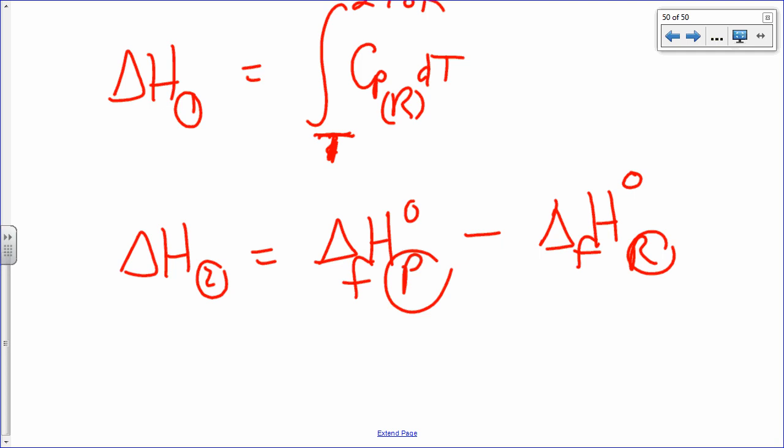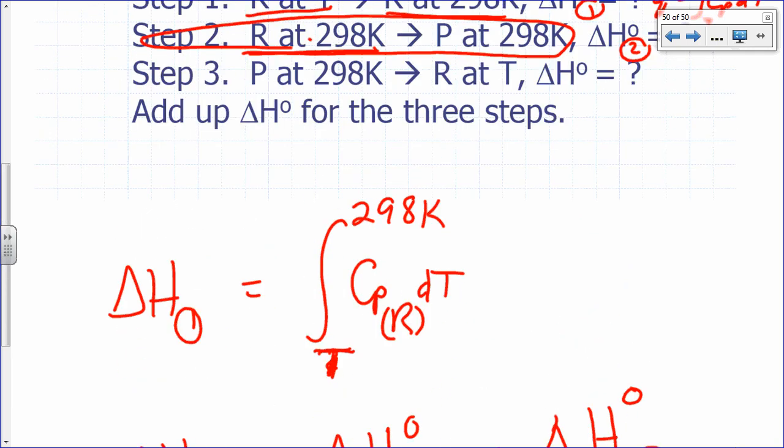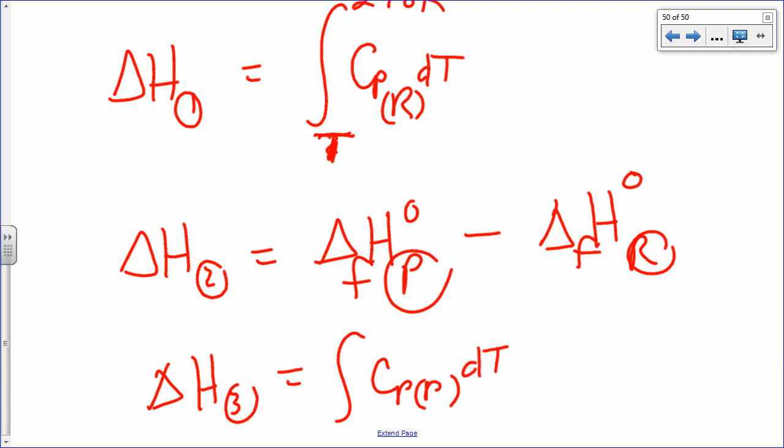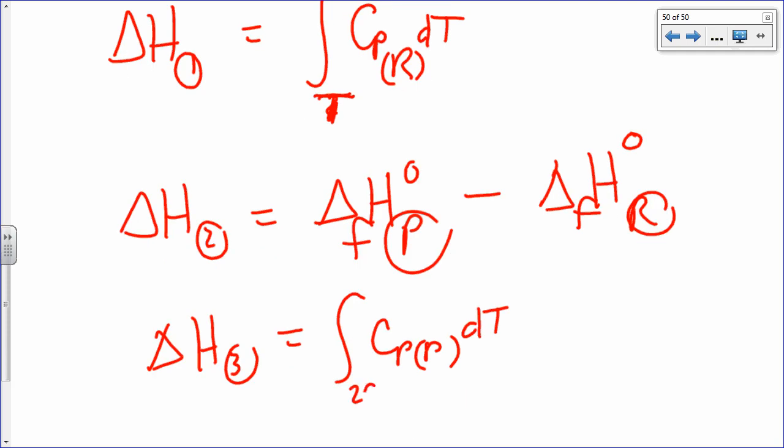So the strategy is: bring your reactant to 298 Kelvin. Imagine the reaction happening at 298 Kelvin, and then what's the last step? Now you imagine taking your product from 298 Kelvin down or up to whatever temperature you were interested in to begin with. What's delta H for step 3? Delta H for step 3 is equal to the integral of Cp of our product dT, this time from 298 Kelvin to T.